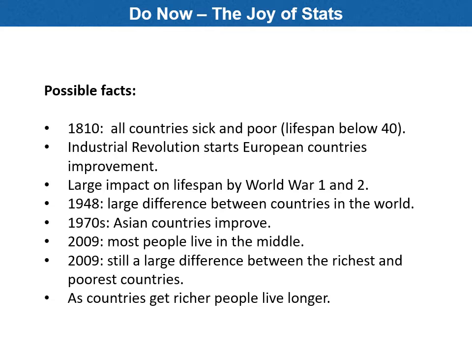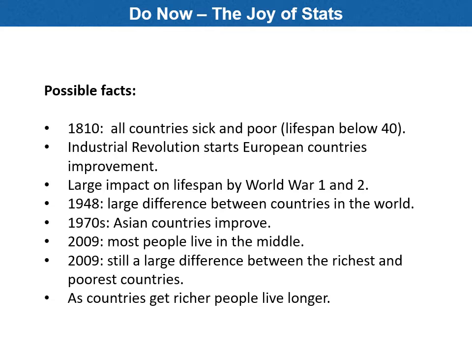The impact of the world wars, and the fact that as we've moved through time all the way through to, in the video, 2009, the most up-to-date in the video statistics, most people now live in that middle area. Most people have middle incomes and are living relatively longish lives. However, there is still a large difference between the richest and the poorest. Most people, though, do live in the middle.